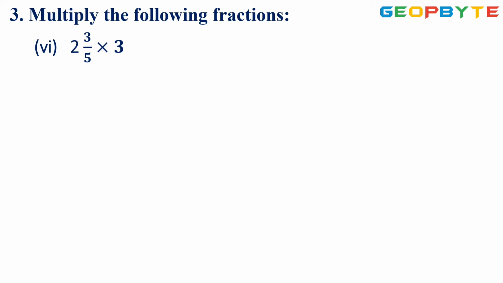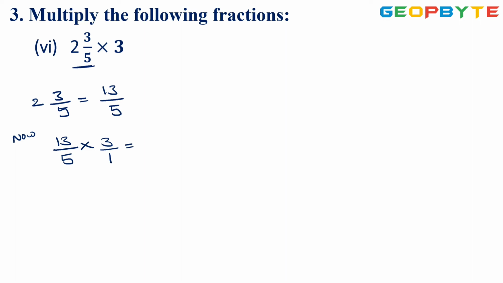Next, sixth question. 2 3/5 into 3. So this is a mixed fraction, so we need to convert the mixed fraction into an improper fraction. That is, 2 3/5 is equal to 5 twos are 10 plus 3, 13/5. So now we will get 13/5 into 3. Here there is no denominator for 3, so we can write it as 1.